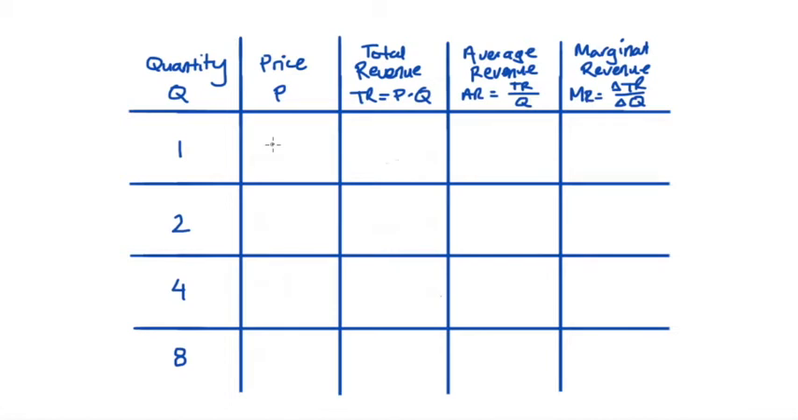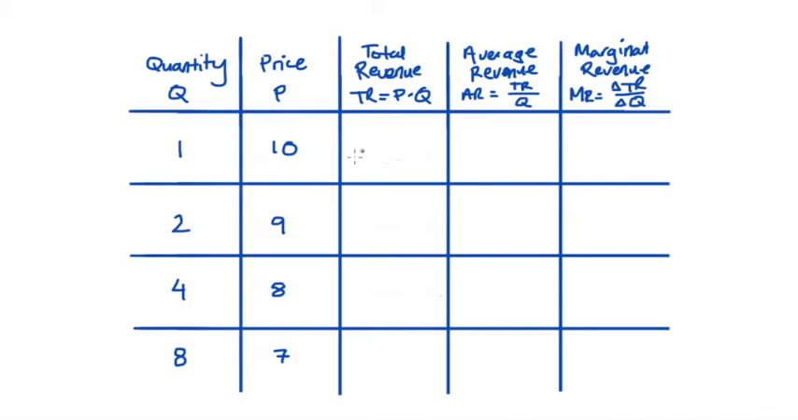So in my example here, if the firm prices at $10, they can sell 1 unit. But if they want to sell 2 units, they're going to have to drop the price per unit to $9. If they want to sell 4 units, they have to drop the price to $8. And if they want to sell 8 units, they have to drop the price to $7.